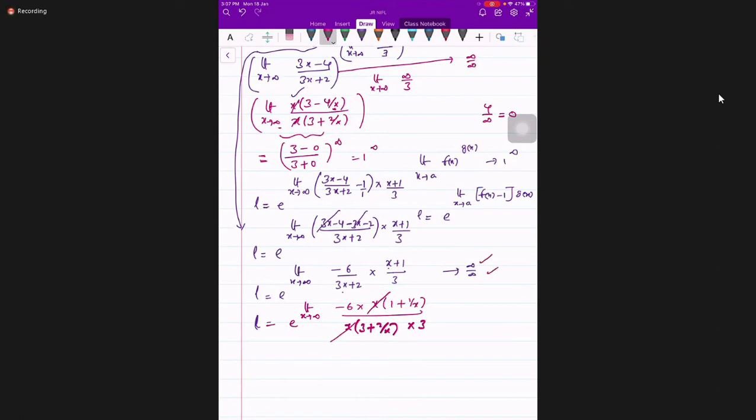Yes, sir. Now if you substitute x tends to infinity, 1 by infinity is 0. 1 plus 0 is 1, 1 into minus 6 is minus 6. Minus 6 divided by 3 into 3, 9. Why only 3? Because 2 by infinity is again 0, that's why I'm not writing 3 plus 0. 3 into 3, 9. Now which is e power minus 2 by 3. So that is the answer.